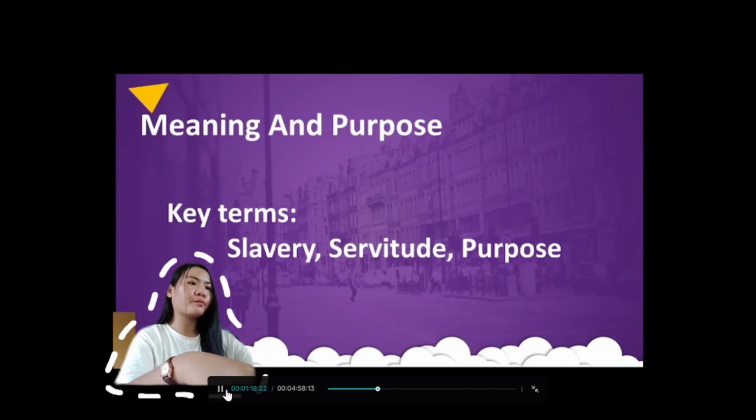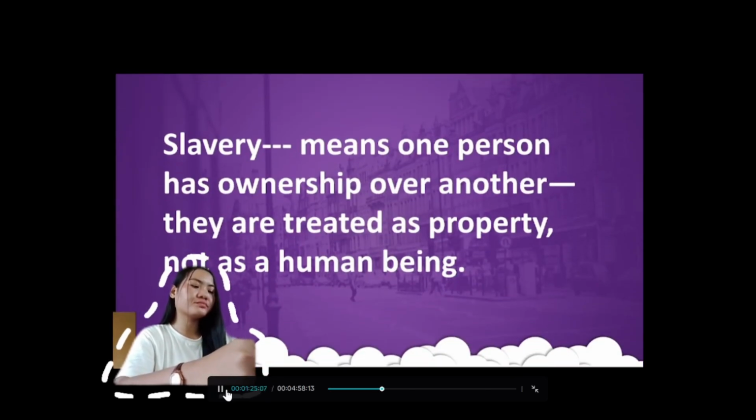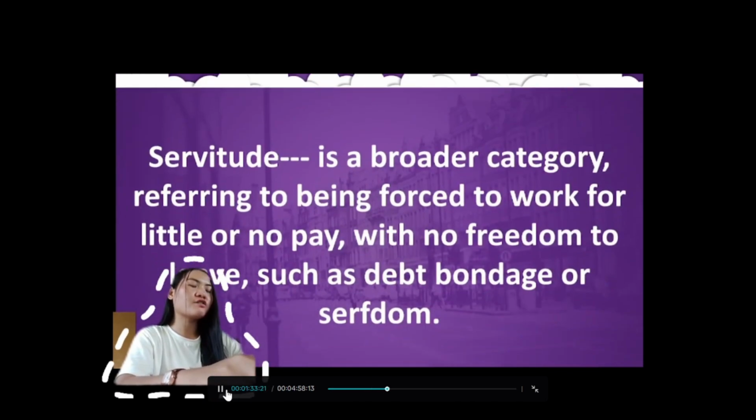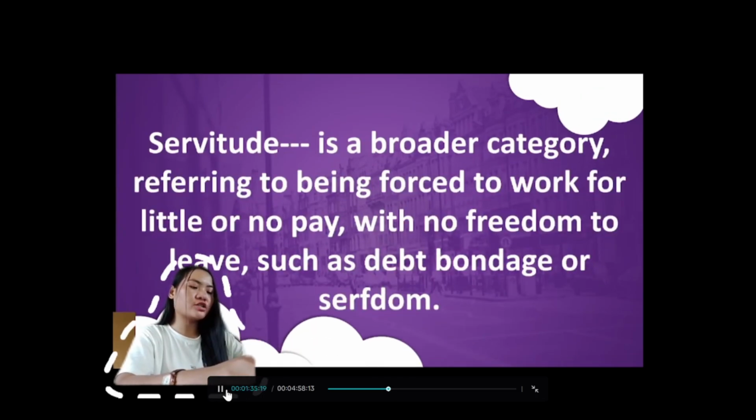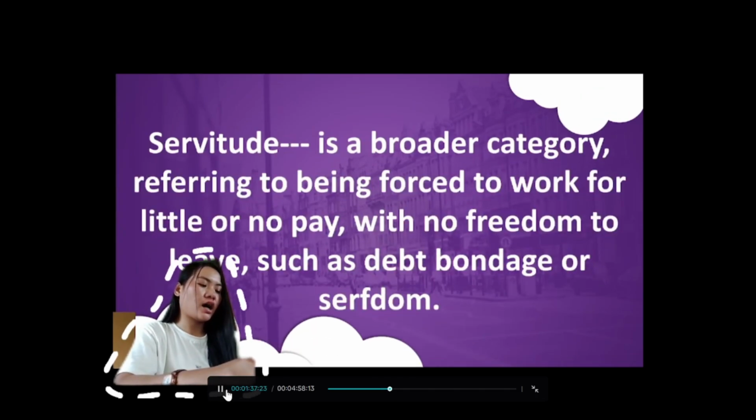Meaning and purpose. Key terms: slavery, servitude, purpose. Slavery is fundamentally the ownership of one human being by another. Next, servitude. Servitude refers to the condition of being forced to work for or obey someone else, often without the liberty to determine one's own life.